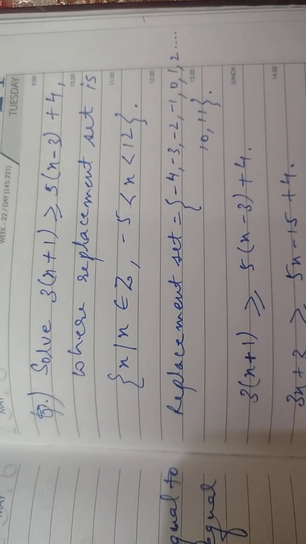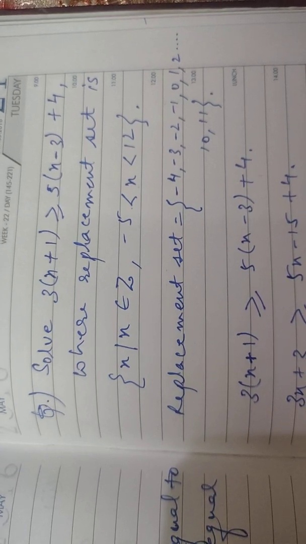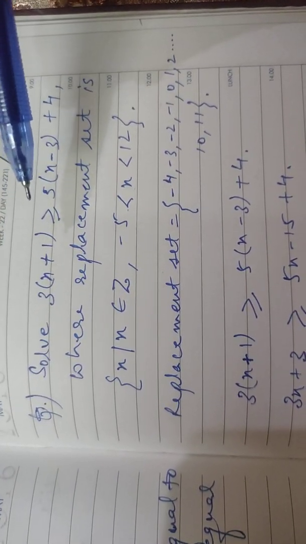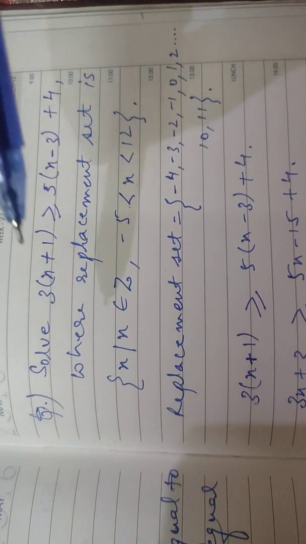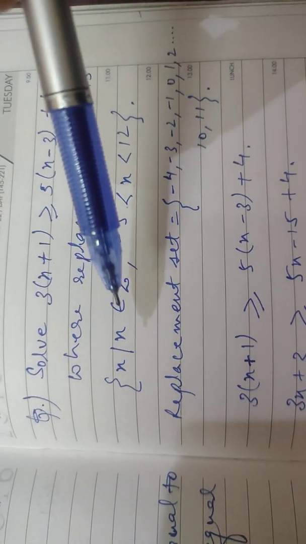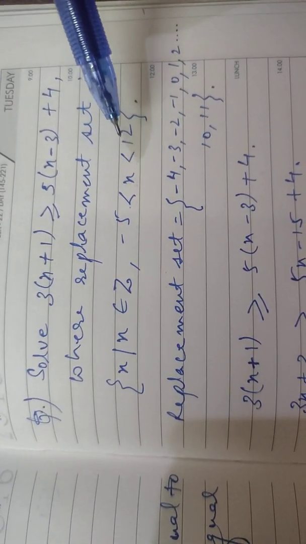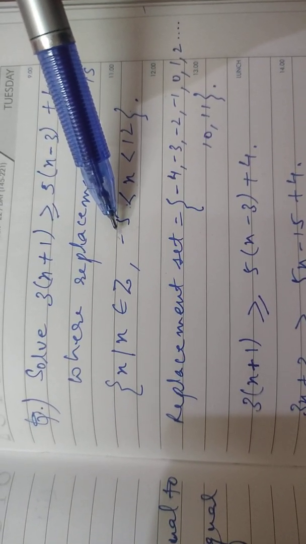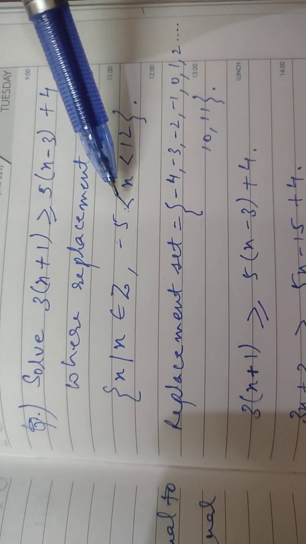Children, in this question of your maths book, this is the 8th question, where it is given: solve 3(x + 1) ≥ 5(x - 3) + 4, and where the replacement set is given as x such that x belongs to Z, that is integer, and x is less than 12 and greater than -5. Now, first thing you have to understand is why I'm reading this sign less than as greater than.